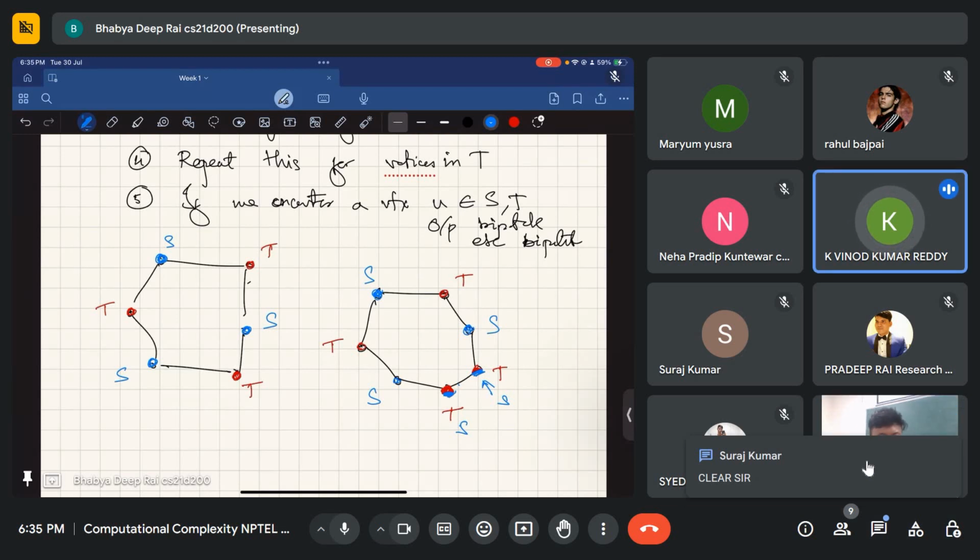Yeah, it is clear. Right. Okay, Suraj. Okay. Right. I hope that it's clear for the rest also.